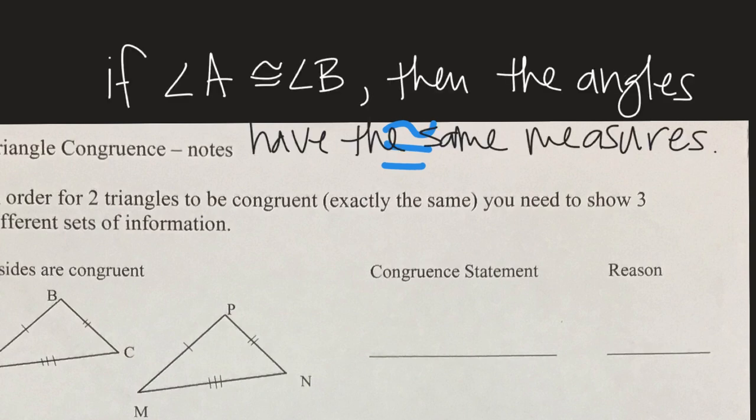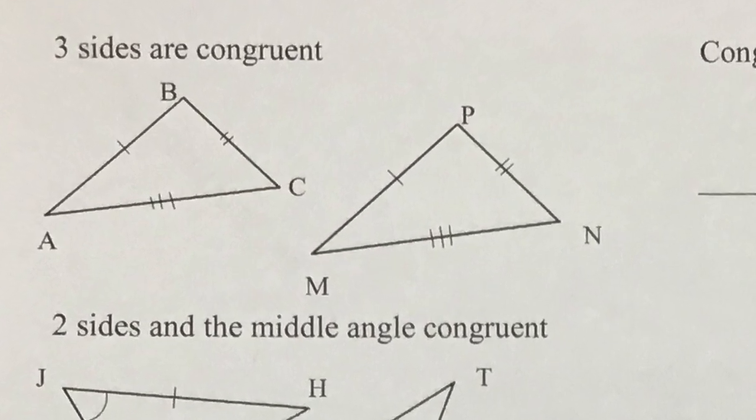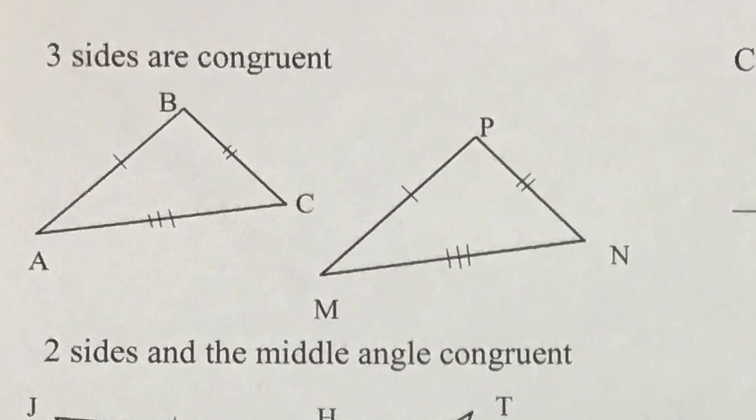Although we won't know what the measures of the angles are, if those angles are congruent, then they're going to be equal in measure, right? Their degrees are going to be the same. So what you need to do is really use your eyeballs to see what kind of markings we have been given on this triangle. On this first one, what kind of markings do you see?